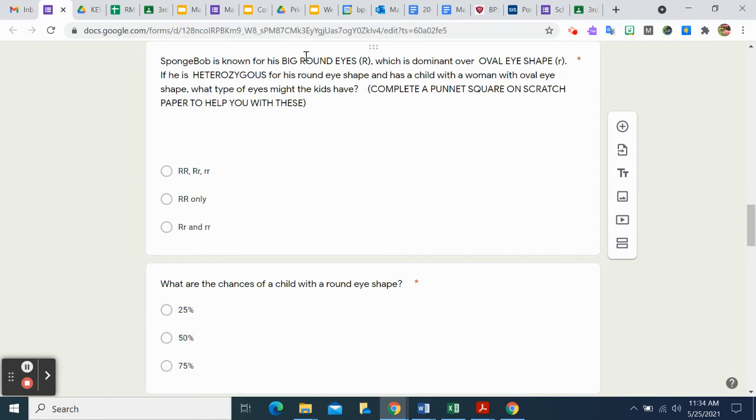SpongeBob is known for his big round eyes, capital R, which is dominant over oval-shaped eyes, which is a lowercase r. If he is heterozygous for his round eye shape and has a child with one with oval eye shape, what type of eyes might these kids have? So here you're supposed to complete a Punnett square on scratch paper. So draw the little square, put the lines in it. So you have 4 little boxes. And you have the big round eyes R and the oval eye shape lowercase r.